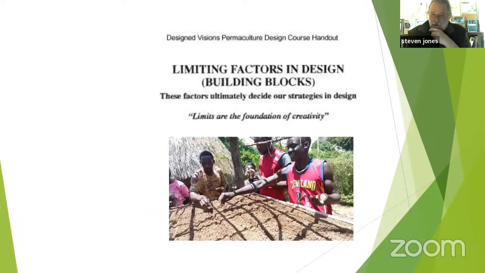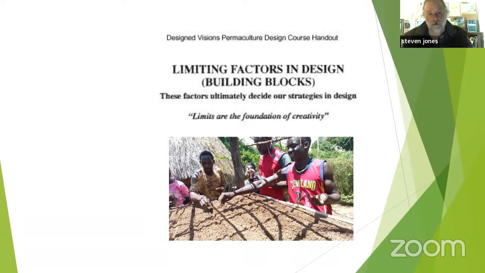Limiting factors in design. This is a handout from a PDC from many years ago, from Chris Evans actually, and I keep coming back to this because it's a very useful way of thinking. So, Chris tells us limits are the foundations of creativity. So what do we mean by that?